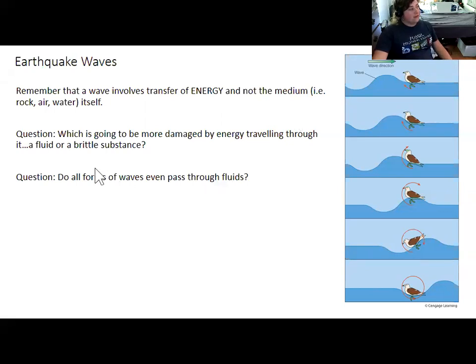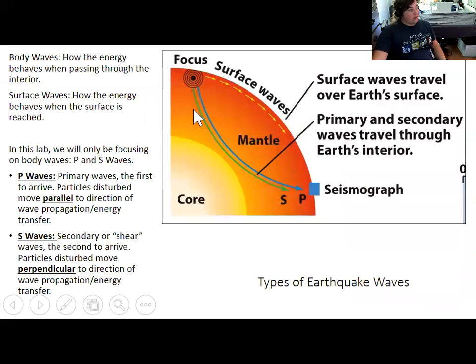And as you can probably guess, energy passing through a brittle substance is going to cause a lot more damage than a wave simply passing through a fluid. In the case of earthquakes, we have body waves, which refer to how the energy behaves when moving through the earth, and then surface waves, which occur when the energy reaches the surface. For this lab, we'll only really be focusing on two types of body waves, which are P waves and S waves. And P waves are primary waves, and they're the first to show up.